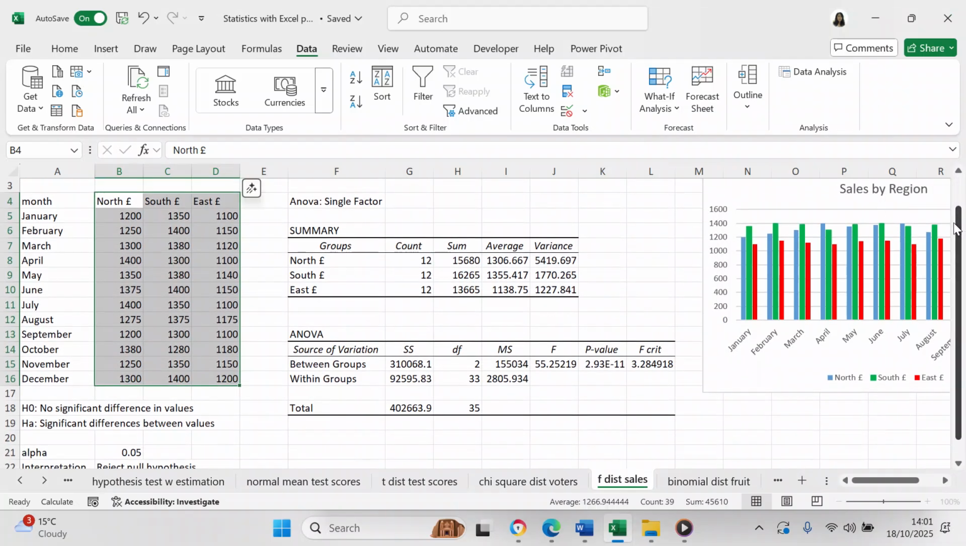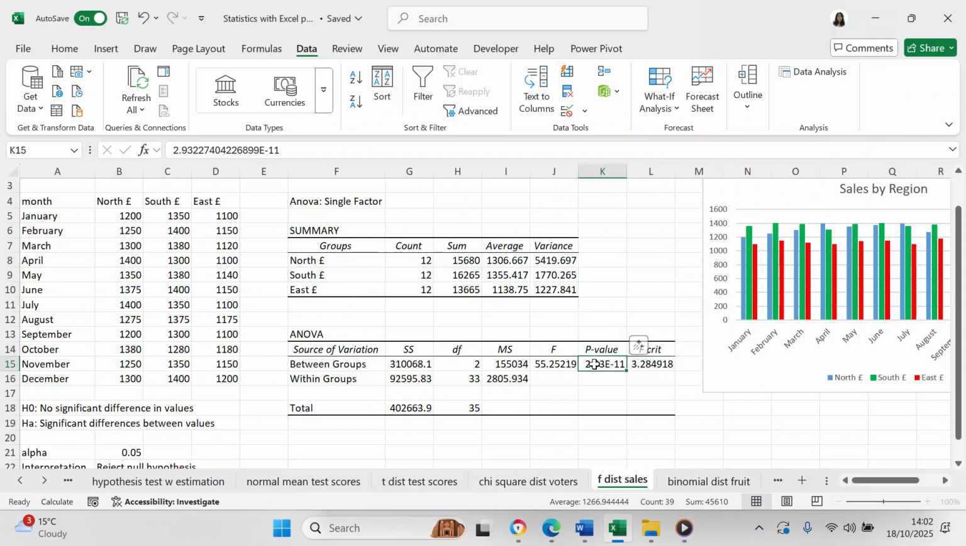So you've got north, south, and east. You've got a count of 12, a sum, an average, and variance. And then you've got your ANOVA, with your between groups and your within groups. You've got your SS, which is your sum of squares, and DF, which is your degrees of freedom. MS is the mean square, and F is your F statistic. The P-value is 2.93 to the negative 11th, and the F critical value is 3.2.